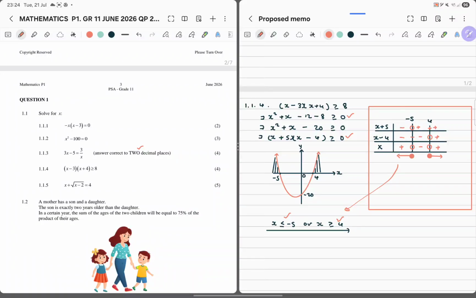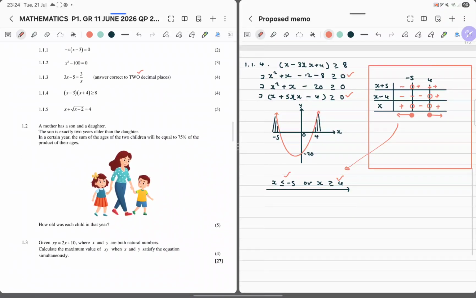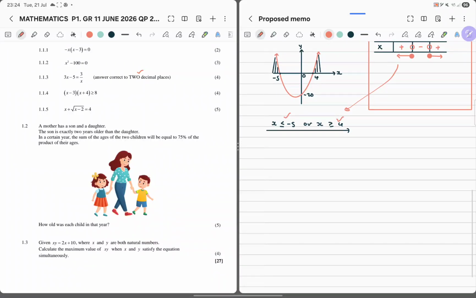Alright, so this is easy, guys. So please make sure you know the graph method and the table. They will take you far. Alright, so let's get to 1.1.5.